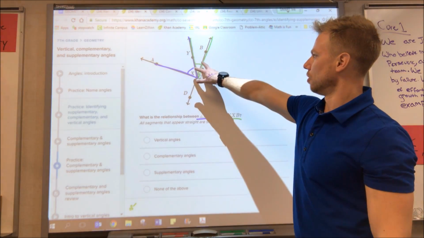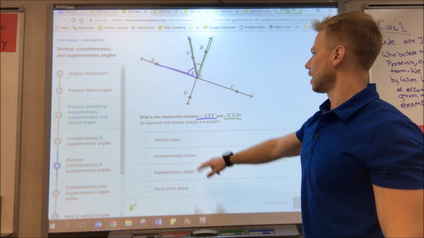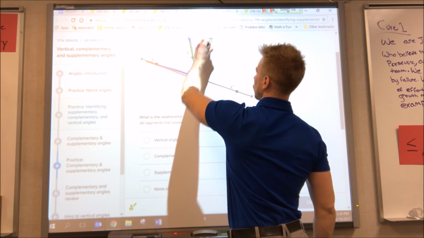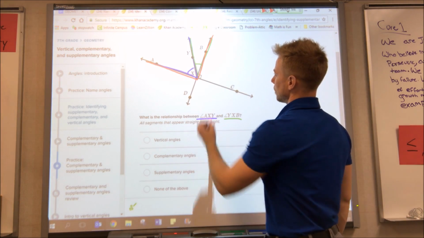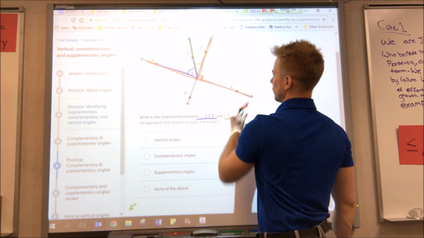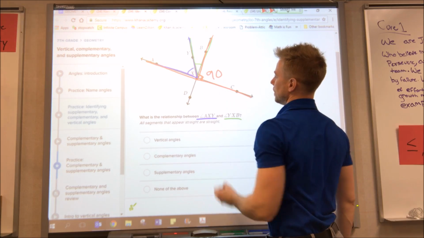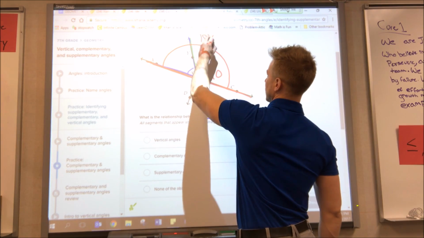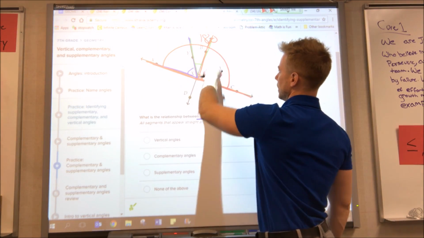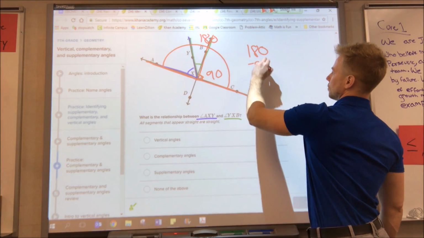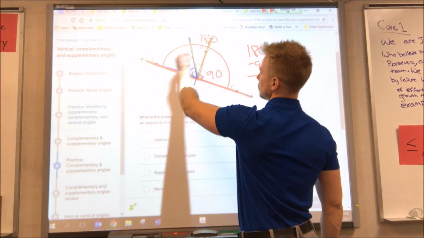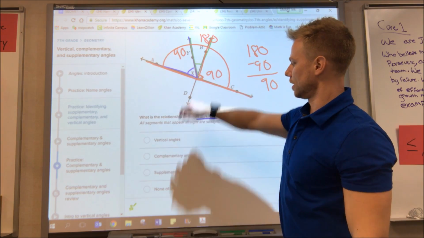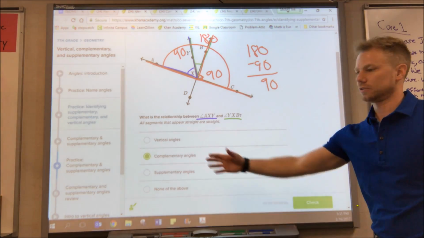Are they vertical? No, they are not across from each other. Are they complementary? Well, let's see. These two angles take up this whole corner. Okay, how much is that corner? We see on the other side, there's a square, which means that's 90, and this is a straight line. So that means all of this is 180. Well, if all of that's 180, and this is 90, we're going to do some quick subtraction and figure out that these two also add up to 90. So that means they are complementary, which means two angles that add up to 90.